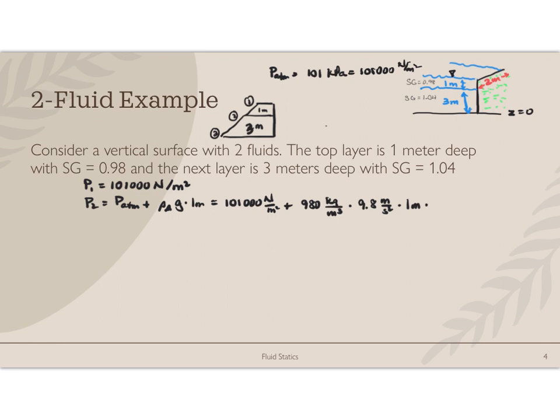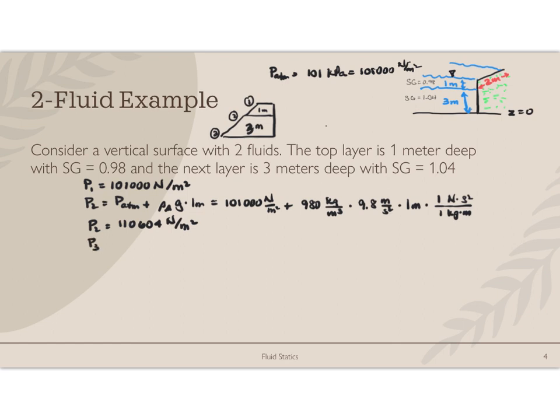I need G sub C. You always are going to need G sub C. So in this case, 1 Newton second squared is 1 kilogram times a meter. And if you do this, this tells me that P2 is equal to 110,604 newtons per square meter, or pascals.